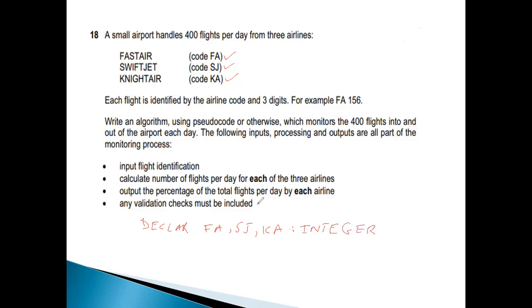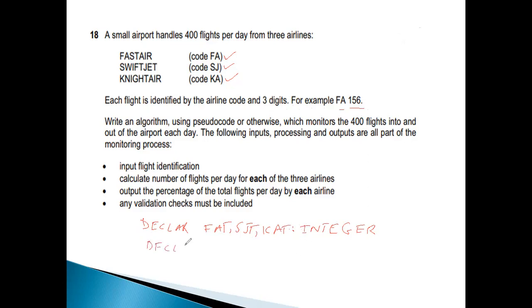Okay. And what about this one? Each flight is identified by the airline code and digits. The airline code basically. Okay. This will have also. So good. String. Okay. We need to declare identification as string. Okay. You can write here FA total, SJ total, KA total. Okay. So it will be separate.